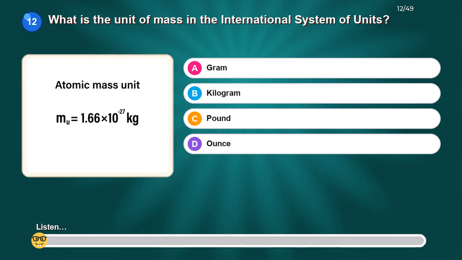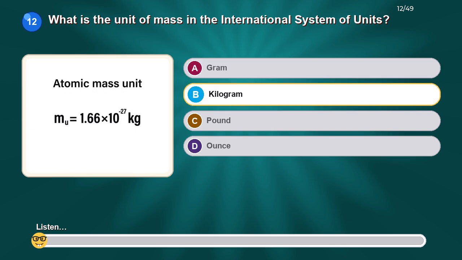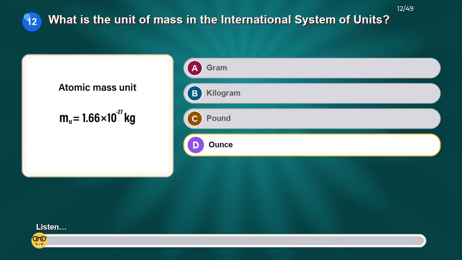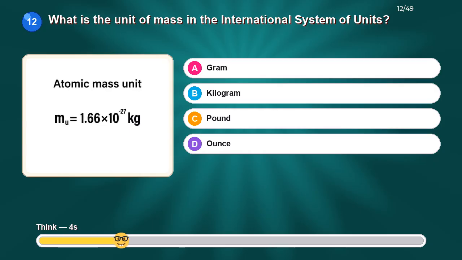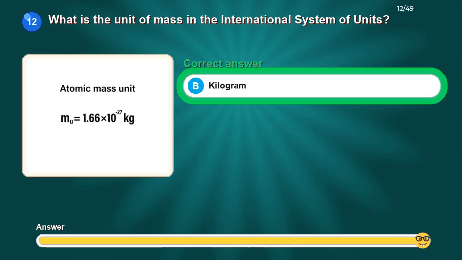What is the unit of mass in the International System of Units? Option A, a gram. Option B, kilogram. Option C, pound. Option D, ounce. The correct answer is kilogram.